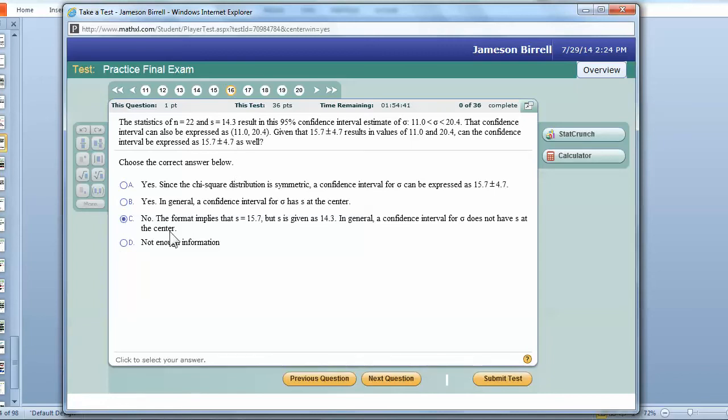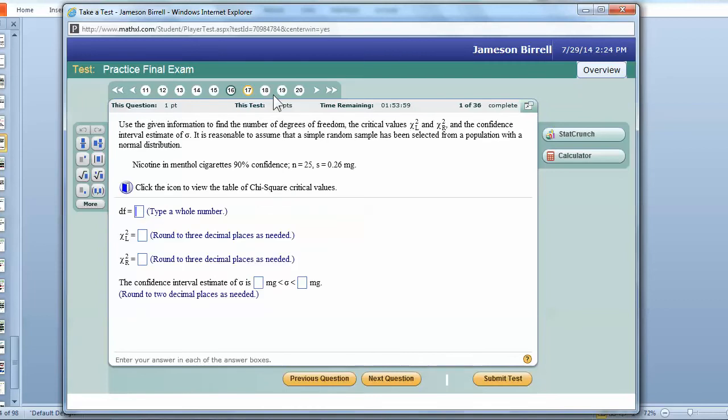Anyway, let me come back down to this. No, using 15.7 plus or minus 4.7 would imply that the sample standard deviation was 15.7, and it's not. We were given the sample standard deviation of 14.3. So in general, a confidence interval for the sigma or sigma squared does not have S at the center. Anyway, if you want to learn more about this, you go to 7.4, and that was not required. You can also just peruse through the PowerPoints. So that would be the answer to that.